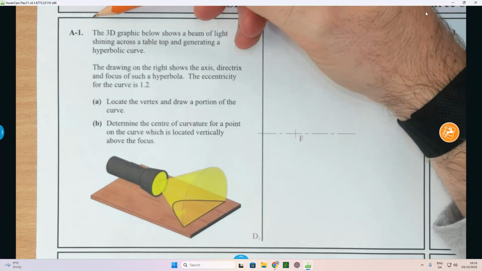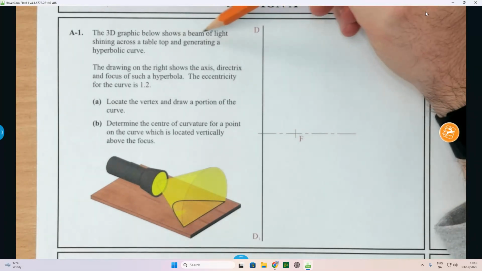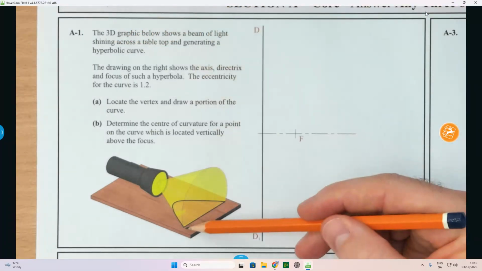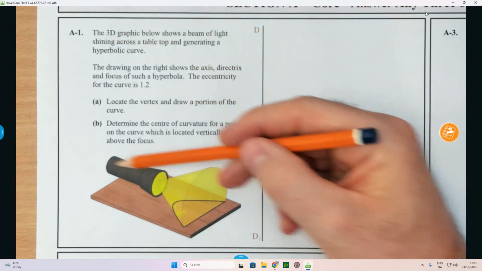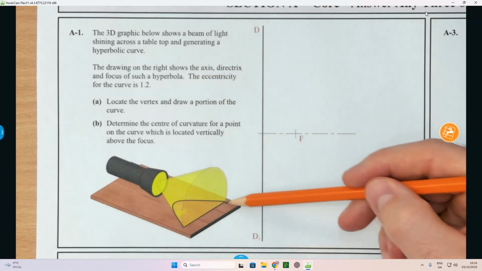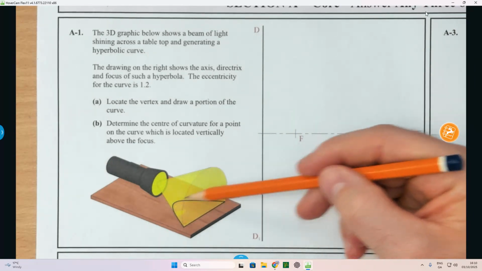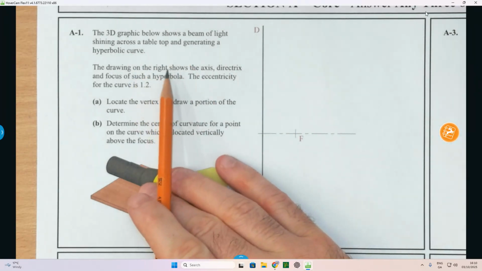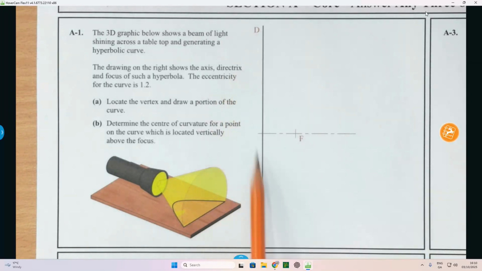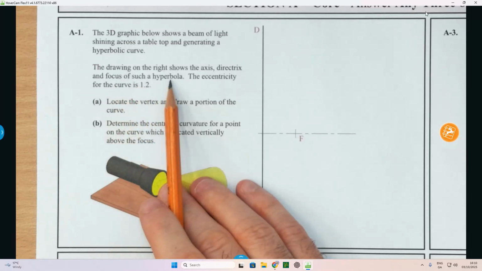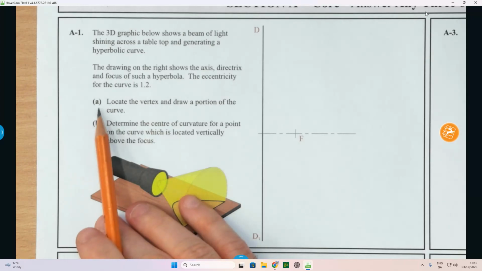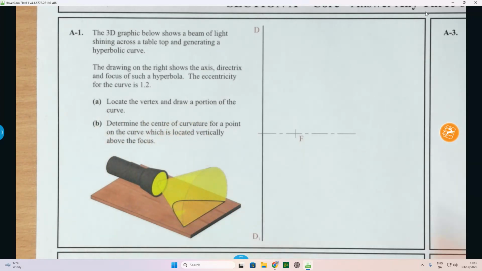The question says A1, the 3D graphic below shows a beam of light shining across the tabletop and generating a hyperbolic curve. You can see a little flashlight projecting light, and where the light intersects the table it leaves behind a hyperbolic curve, which is probably what we're going to draw. The drawing on the right shows the axis, which is this line containing the focus, directrix DD1, and focus of such a hyperbola. The eccentricity for the curve is 1.2. Part A: locate the vertex and draw a portion of the curve.